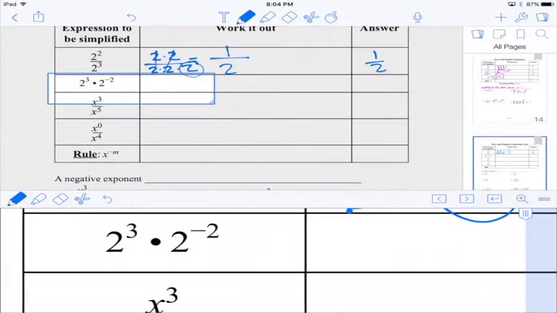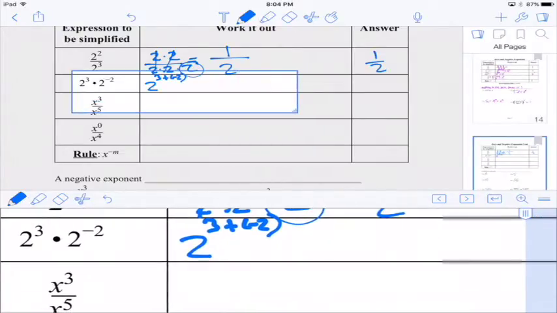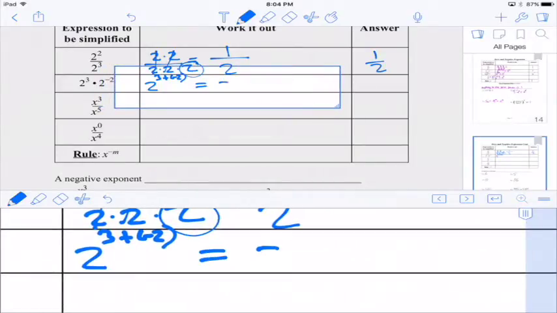On this one, I'm going to use my multiplication rule and add. Well, this is 2 to the 3 plus negative 2, which is really 3 minus 2. So this is 2 to the first. That's just 2.